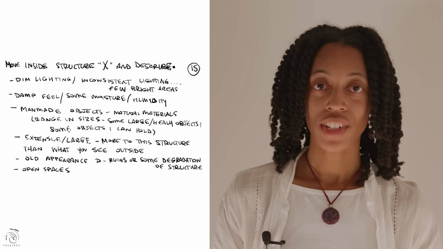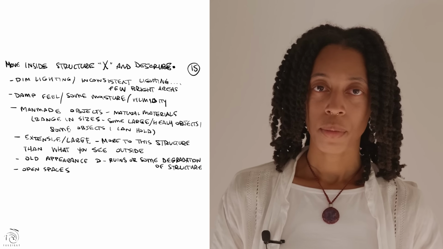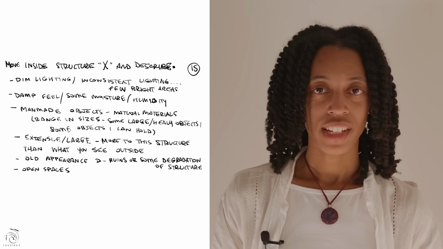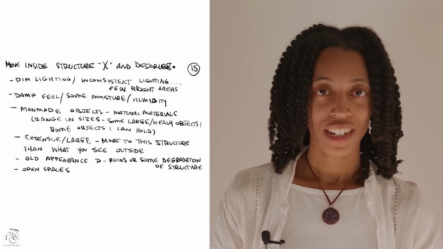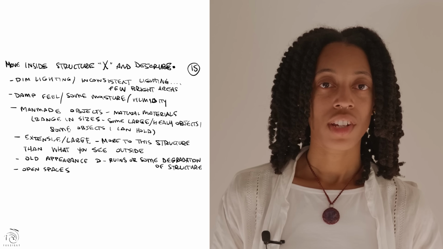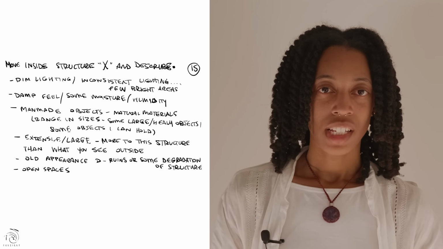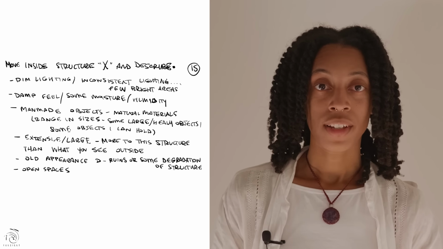Moving inside Structure X, the lighting here is inconsistent. It seems mostly dim, but I have a few brighter areas. I get a damp feeling like there's some moisture and humidity here. There are man-made objects made of natural materials, and there's a range of sizes in these objects. Some are large and heavy, and there are some objects that I can hold.